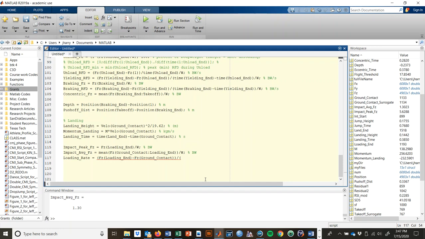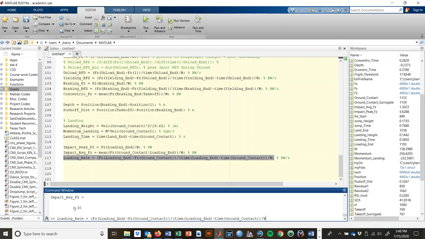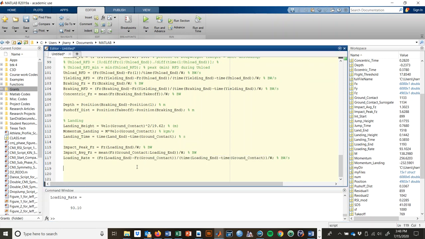We'll divide by time at loading end minus time at ground contact. Okay. Then we will divide by weight. Turn this into body weights per second. Okay, you can see that's a pretty substantial rate of force development or loading rate on that athlete. It's a lot of body weight per second.